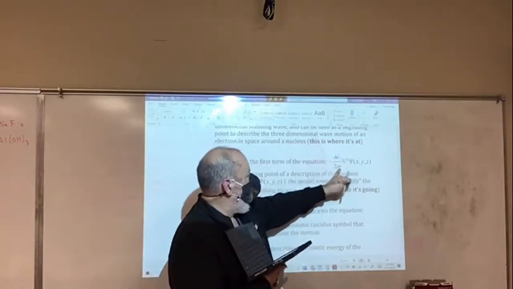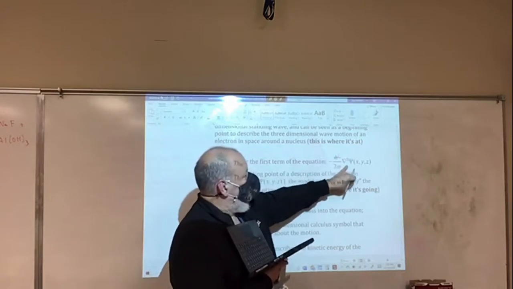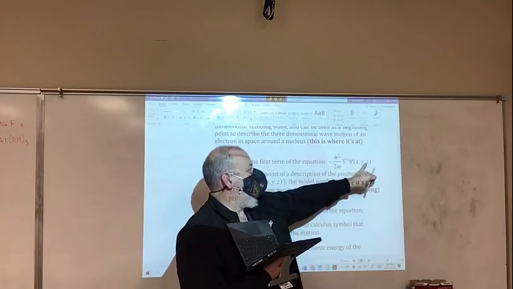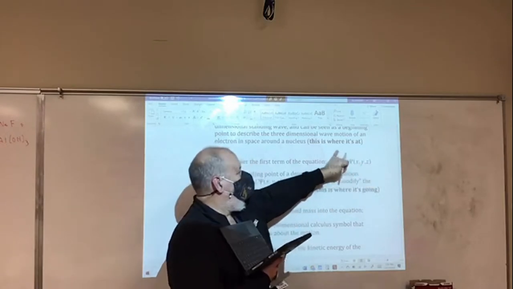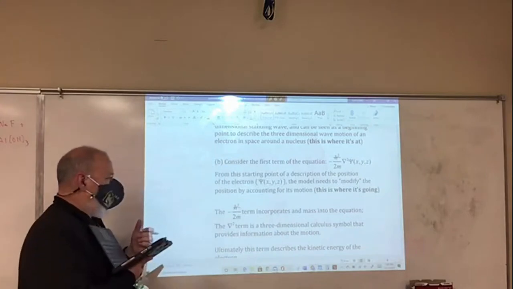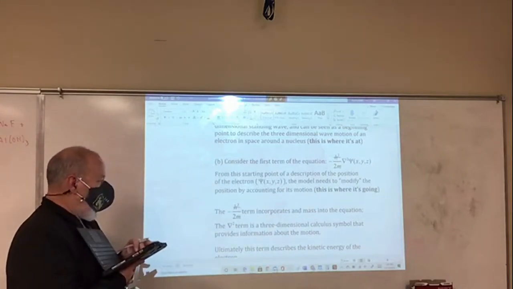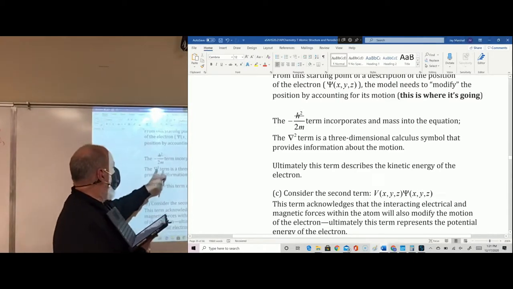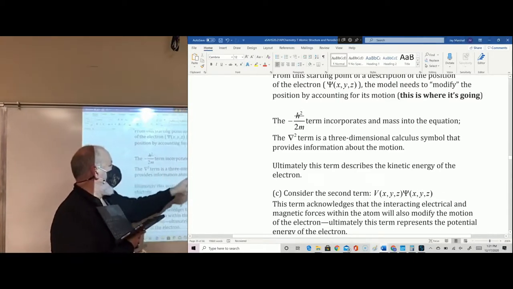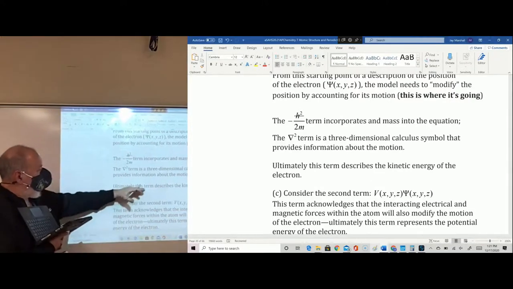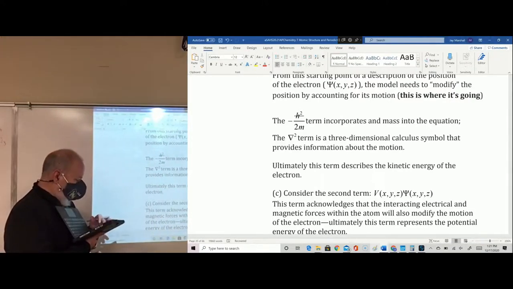And this stuff relates to the acceleration. So this part of it tells me where it's going. This part of it tells me this is where it is. This is the part of it that says I'm going to this place. Okay, so this term incorporates mass into the equation. This term is a three-dimensional calculus symbol that provides information about the motion. Ultimately, this term describes the kinetic energy of the electron.